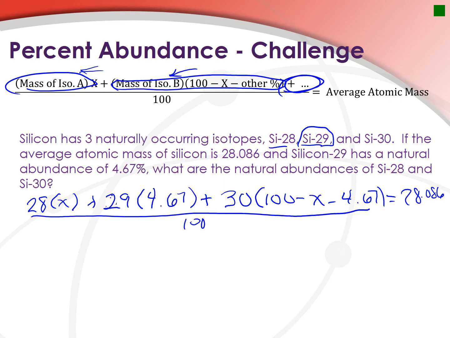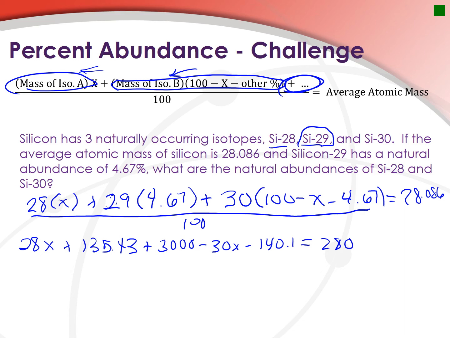So what I'm going to do right away is I'm going to start to distribute it out so it's as easy as possible for me to then get like terms together. So I've got 28x plus 135.43, and that comes from the 29 times 4.67, plus 3,000 minus 30x minus 140.1 equals 2,808.6. Okay, then I'm going to start keeping like terms together.